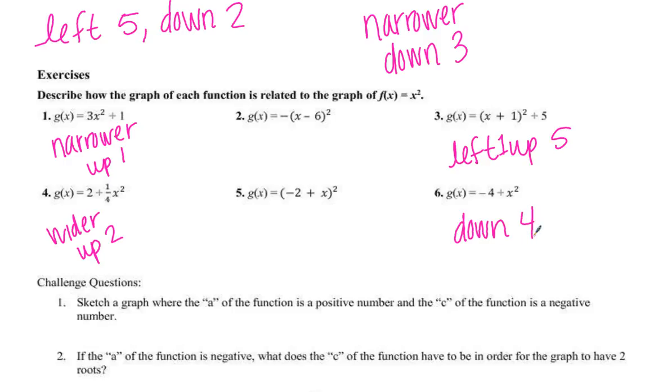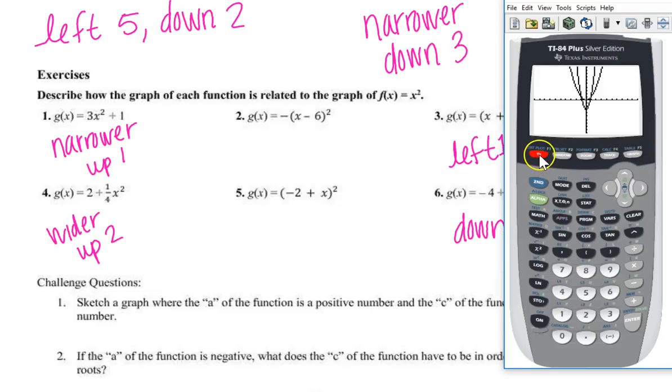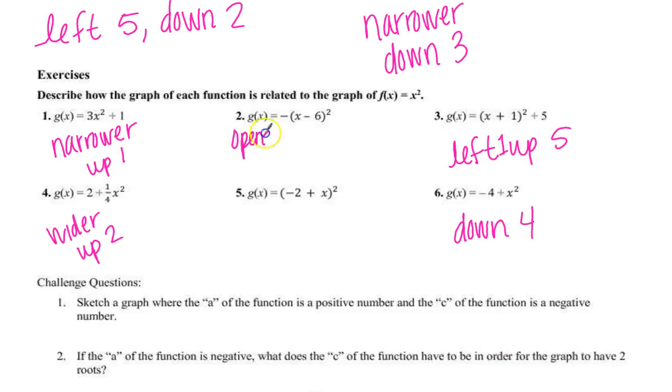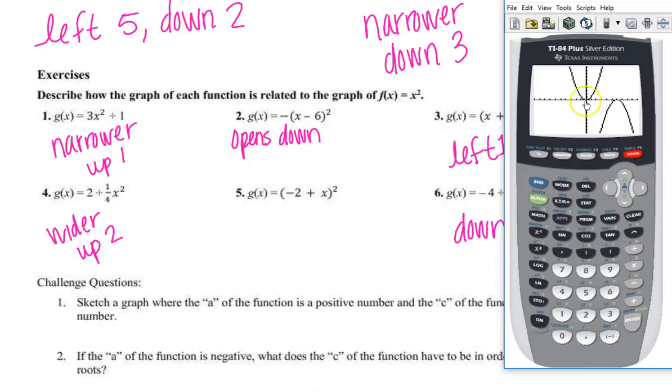Okay. So I'm going to do 2 and 5 with you just so I can make sure you're seeing the same stuff that I'm seeing. So y equals negative parenthesis x minus 6, close it, squared. So I'm just typing it in. There's my original. And here's my new guy. So do you see that obviously this opens down or negative, however you want to write that. I'm going to put opens down. You can put negative. If you want to be fancy, you can put reflected over the x-axis. That's completely correct.